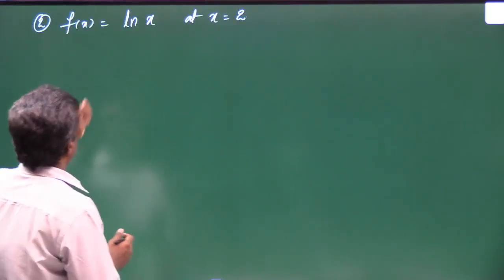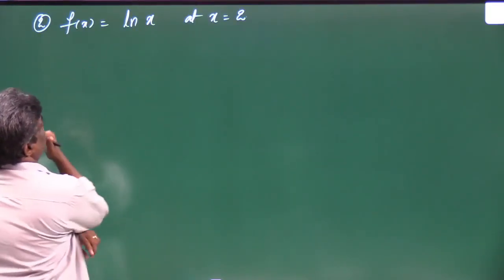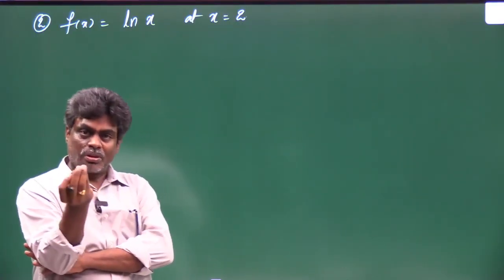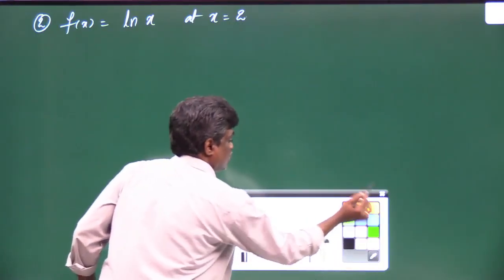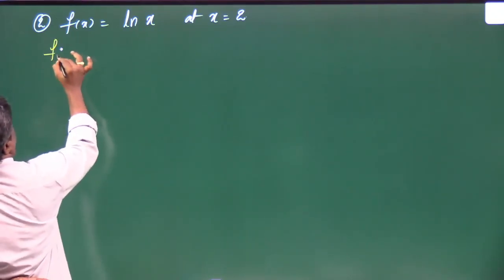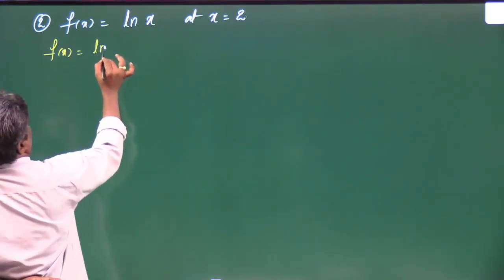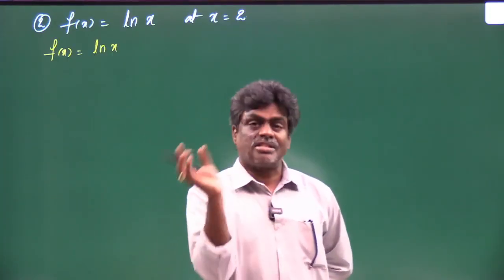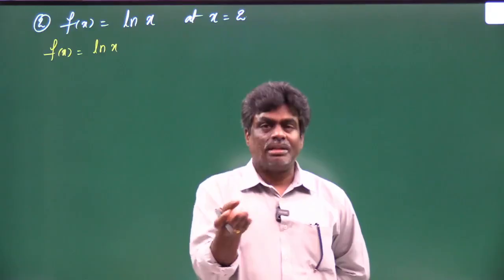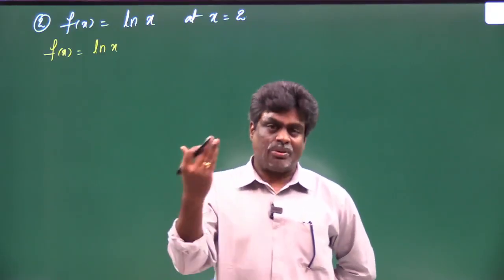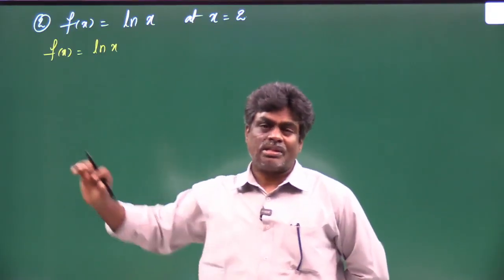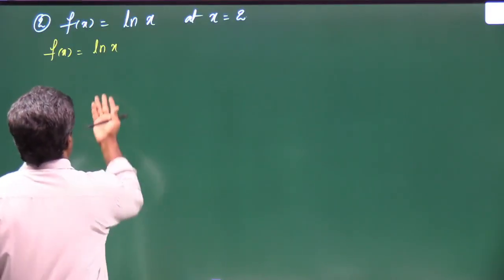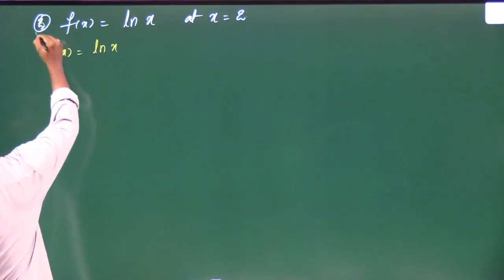So let us take this next question. f of x equal to log x, asking for the expansion of log x at x equal to 2. So listen carefully. Here the given function is f of x equal to log x. In the first problem we took the function, substituted the point, then the first derivative, second derivative, and wrote the expansion. The second problem we did in a different way, and this is the third question.